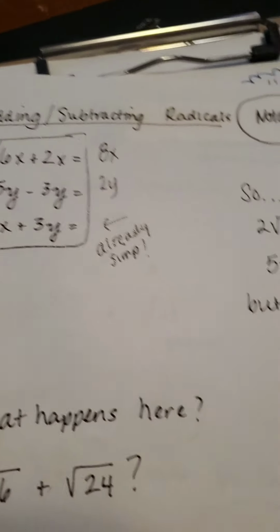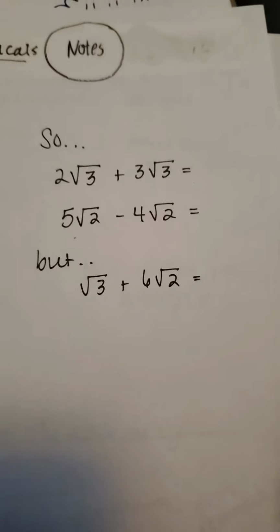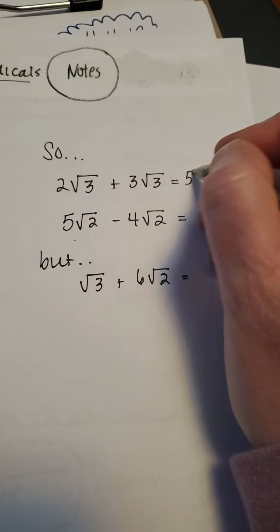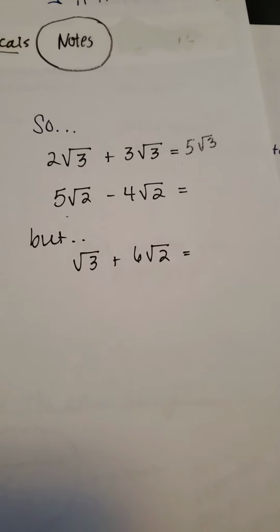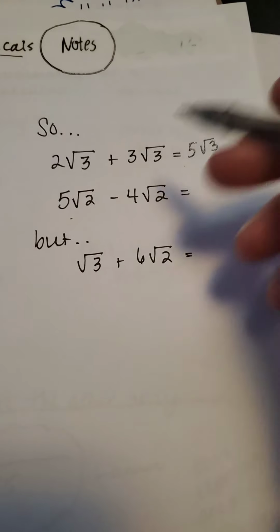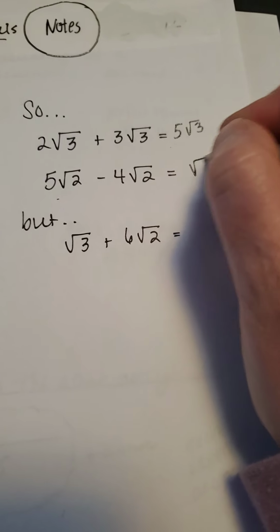So the same is true for something like this. If you have 2 radical 3 plus 3 radical 3, you know that that's 5 radical 3. It's a collection of a certain number of radical 3's. Just like 5 radical 2 minus 4 radical 2 is only 1 radical 2.